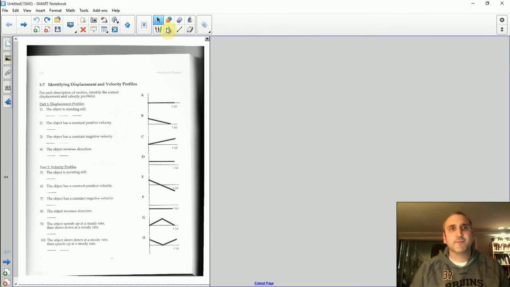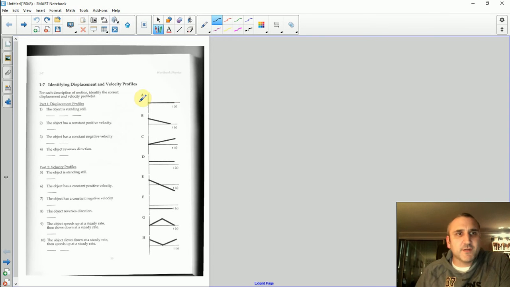Okay, well, whatever. So the first one, the object is standing still. For a position time profile, we're going to need a flat line where it's not moving. So that would be letter A. That's going to be letter D. And that's also going to be letter F. Because those are where, when the object is standing still, the velocity is 0, which means the slope is 0. So any flat line here.